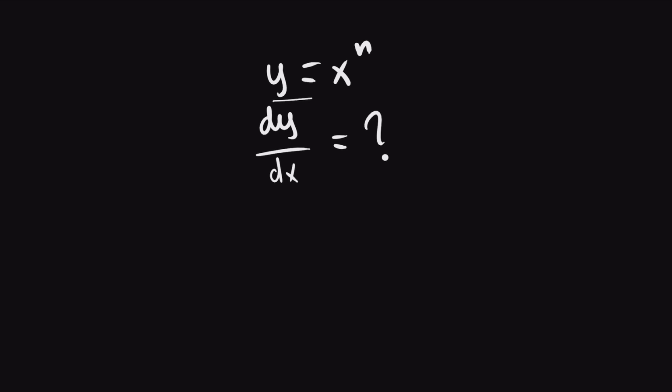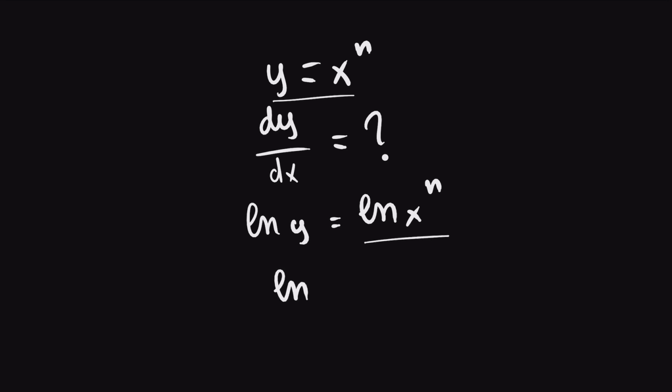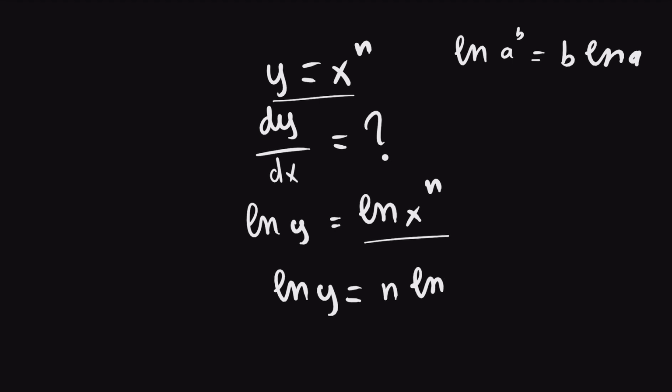So for y equals x to the n, let's take the natural logarithm of both sides. So we would have the natural log of y is equal to the natural log of x to the n. And then we're going to use our natural log properties to rewrite the natural log of x to the n. The property we're going to use is that the natural log of a to the b is equal to b times the natural log of a. This is one of the many logarithmic properties. So the natural log of x to the n is going to be n times the natural log of x.